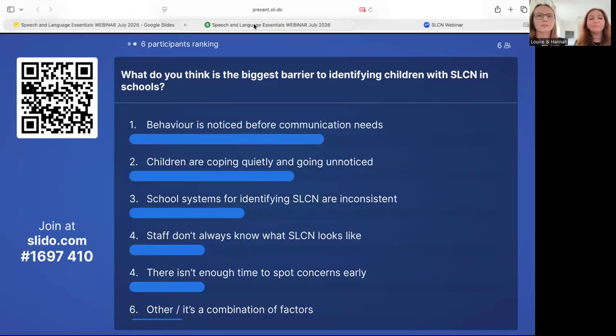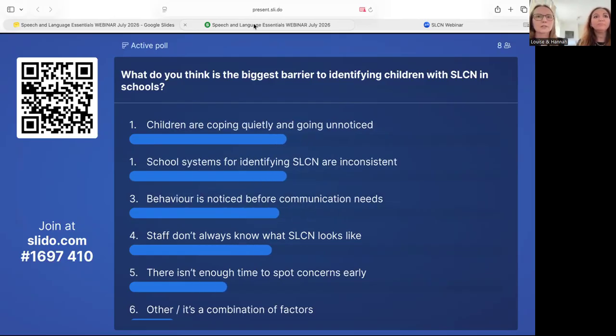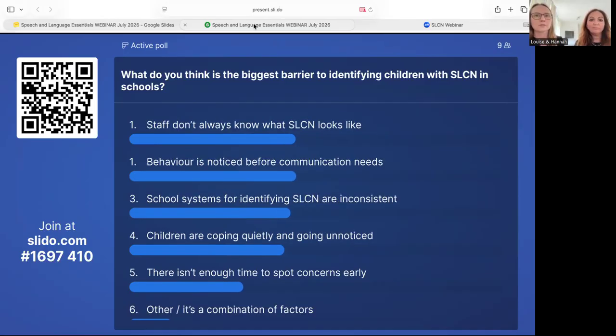Okay, so let me just start talking through some of these. So we know that staff don't always know what SLCN looks like. We don't know what we don't know in school, and often communication difficulties are perceived as inattentiveness, lack of interest, or explained by other factors. So we need to make sure that all of our staff are upskilled and speaking the same language.